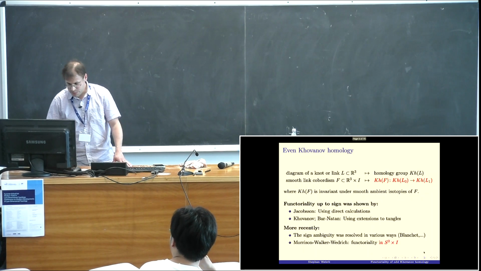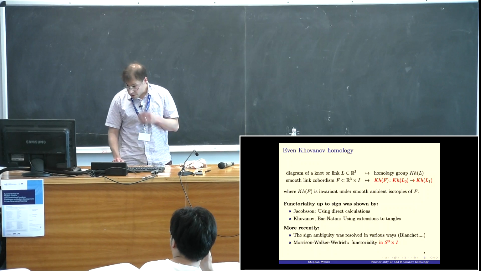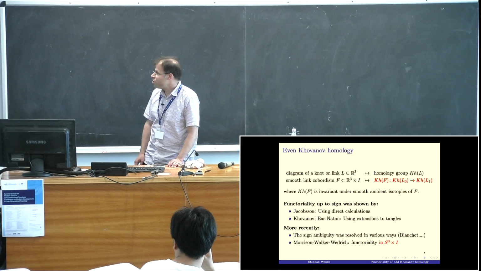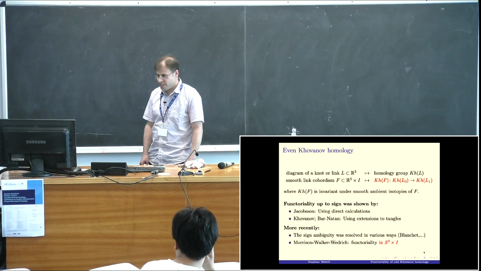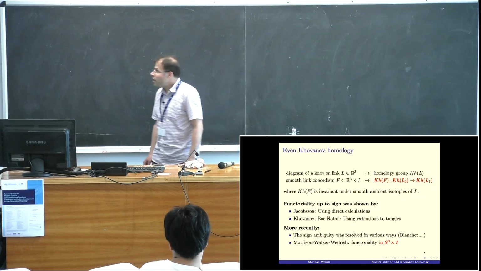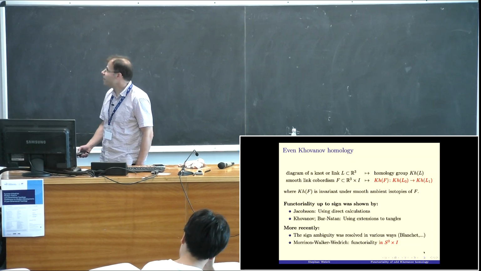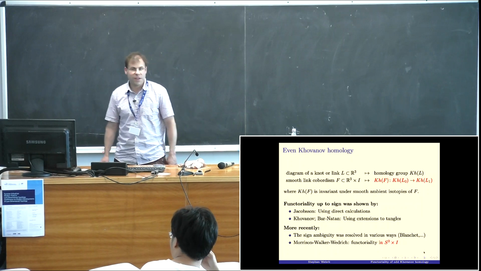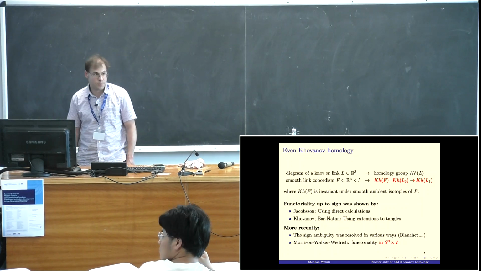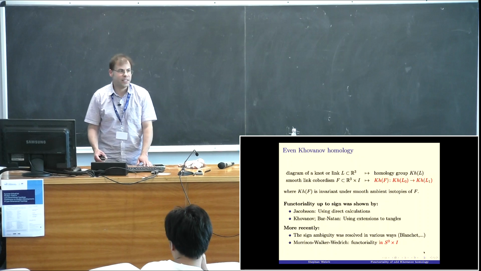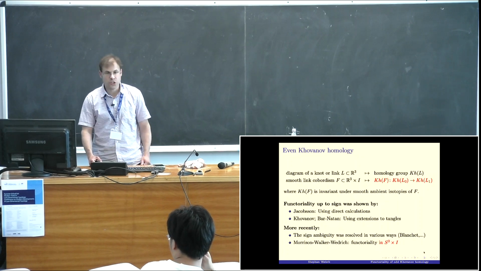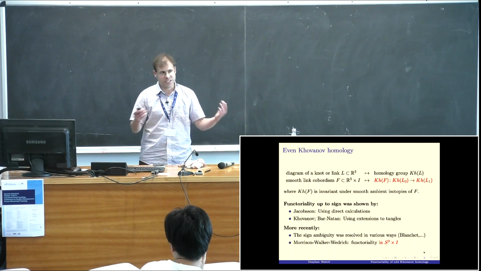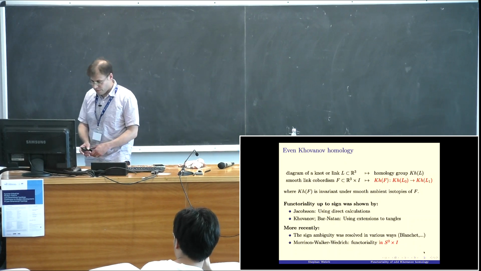And this invariance property was first shown by Jacobsson, and later Khovanov and Bar-Natan found more efficient proofs. So their proofs use extensions of Khovanov homology to tangles. And initially, this map KhF was only well-defined up to an overall sign, but then various people found ways to resolve this sign ambiguity. And then quite recently, Morrison, Walker, and Wedrich showed that even Khovanov homology is in fact functorial in S^3 x I. So this is one of the main properties of even Khovanov homology.